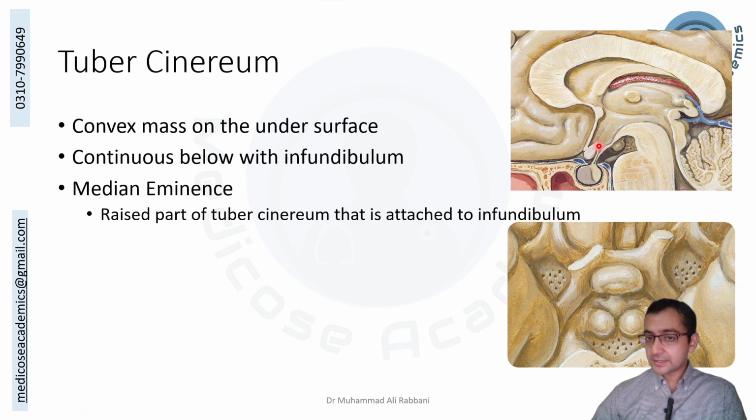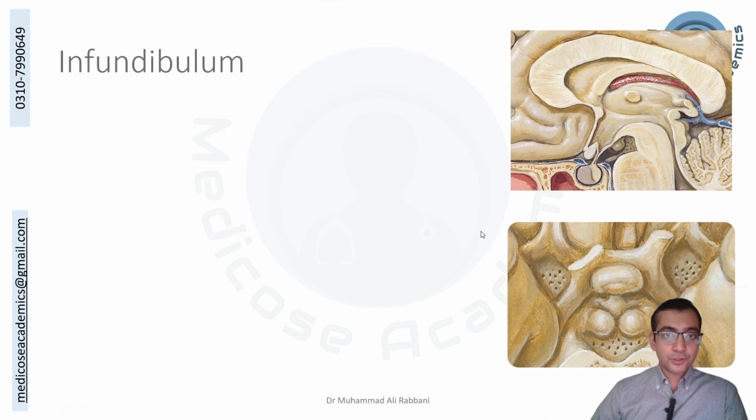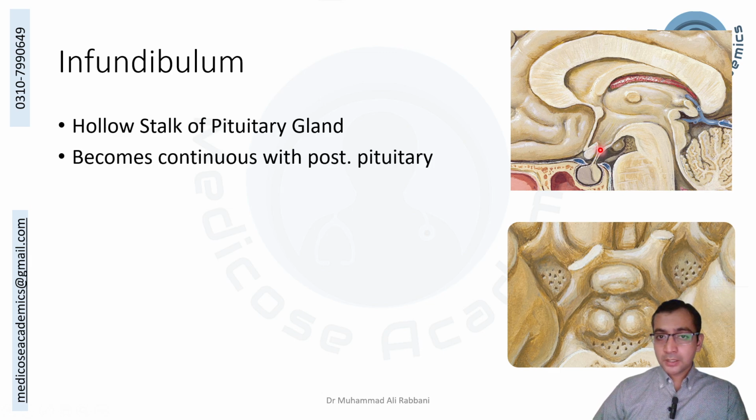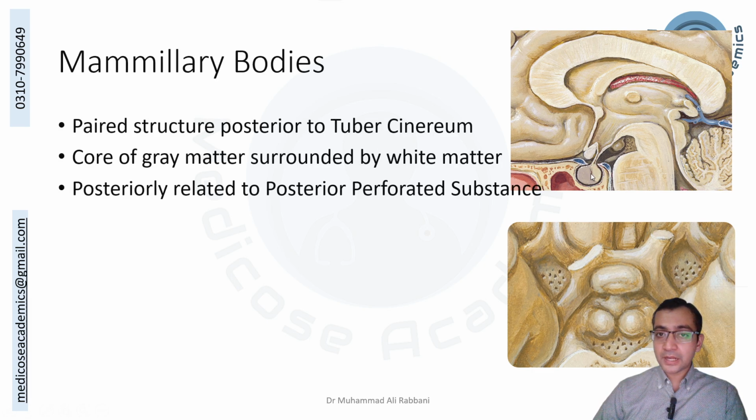Tuber cinereum is this portion, the raised portion of the inferior surface of the diencephalon, somewhere here, the area from where the infundibulum rises. So this is the tuber cinereum. The infundibulum itself is the stalk. It is hollow, and due to its hollow nature, the CSF from the third ventricle continues into it. That is called the infundibular recess, and it continues downward to make the posterior pituitary gland. Just remember, the anterior pituitary is different embryologically, from a different origin.